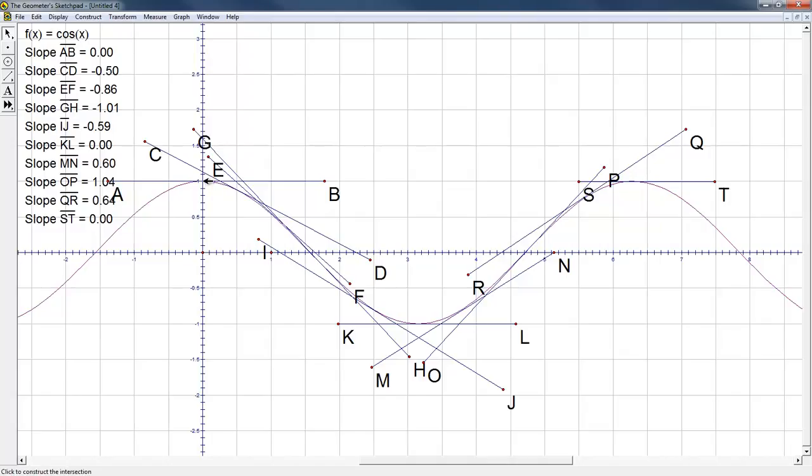So for the very first one, the point of tangency for the AB one was right here, and the slope was 0. So I'm going to plot. Now there's a lot of points on here, so I have to kind of remember what's what. The slope of that is 0, so that's my function value right there. So we'll put a point right there.